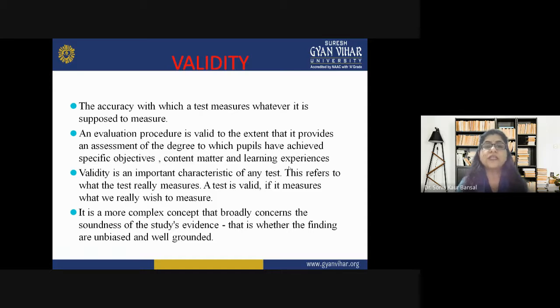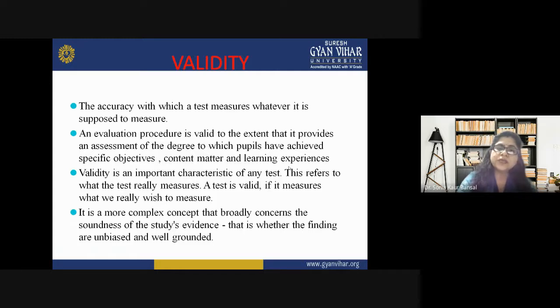So it is measuring that dimension which is required to measure. So the accuracy with which a test measures whatever it is supposed to measure is called validity. An evaluation procedure is valid to the extent that it provides an assessment of the degree to which pupils have achieved specific objectives, content matter, and learning experiences.